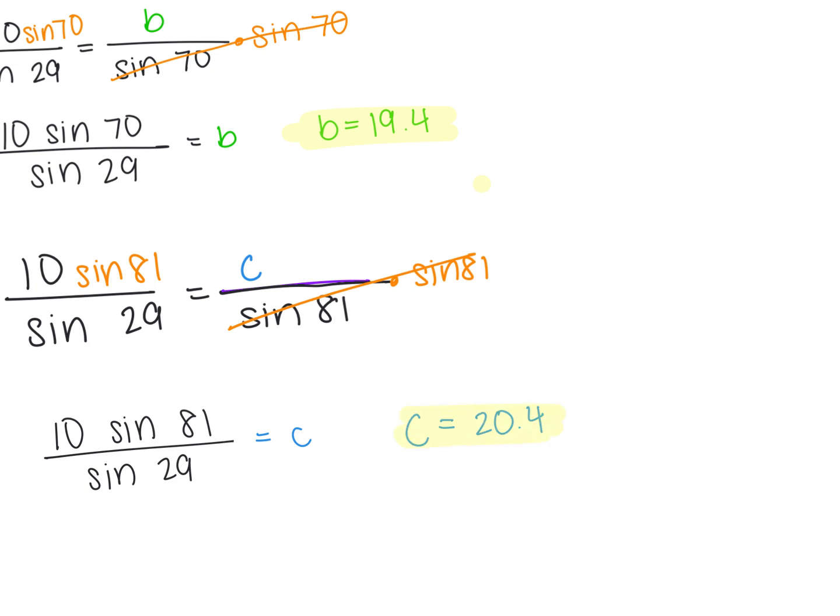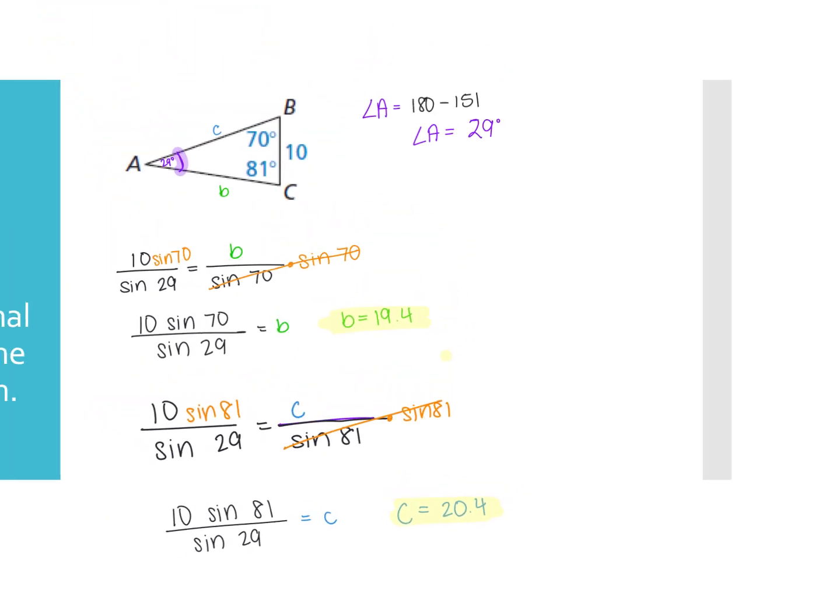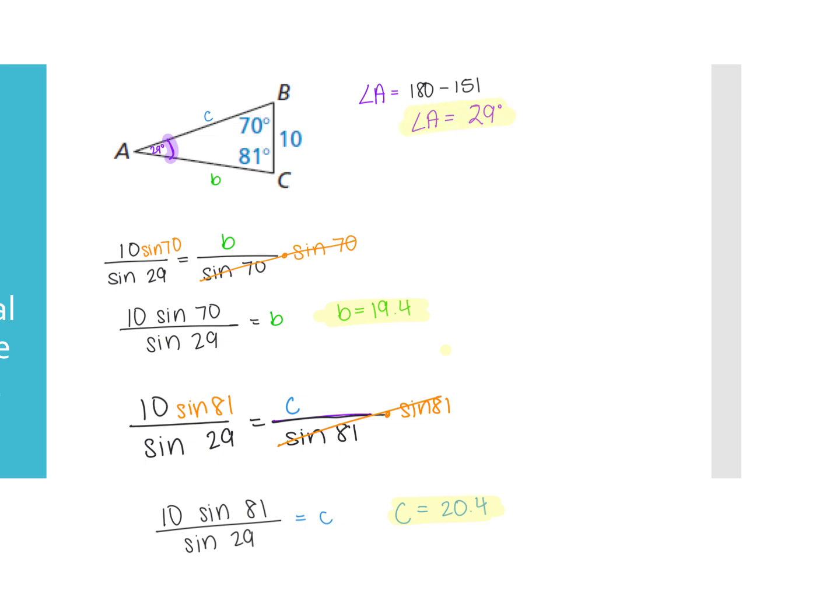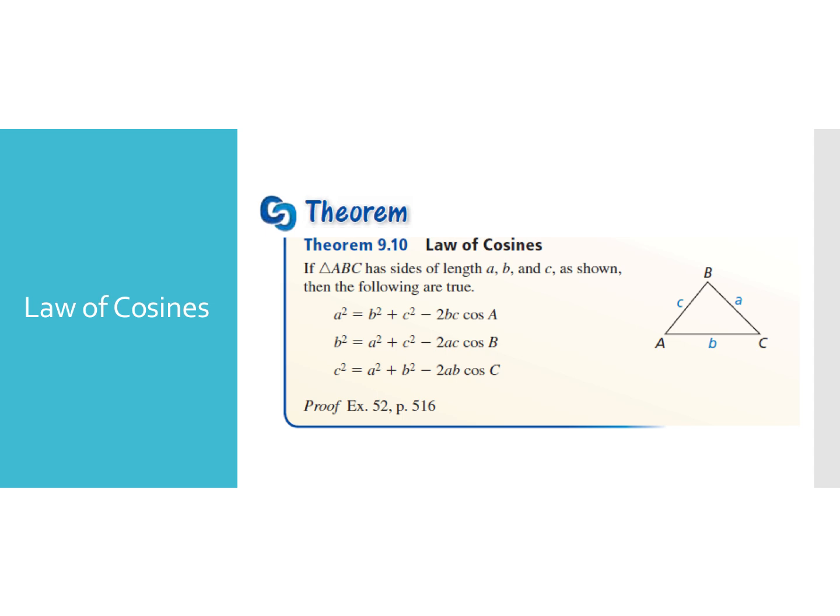Do you have any questions on these? You guys should have tried this one yourself. Angle A was 29, B is 19.4, and C is 20.4. Questions, comments, concerns? Okay. All right, now we're covering law of cosines.